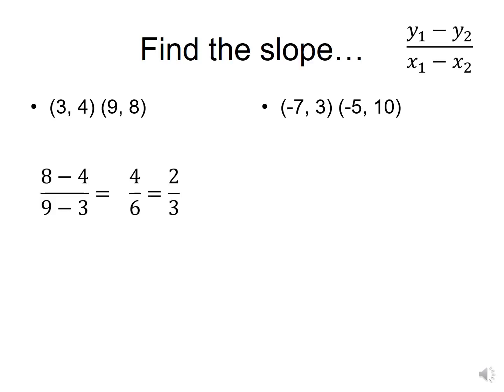Our second example. Sometimes you have negatives that appear in it, so we have to make sure we know what to do when we see negatives. Again, x1 is negative 7, y1 is 3, x2 is negative 5, y2 is 10. Plugging that in, I get 10 minus 3 over negative 5 minus a negative 7. Notice I put that negative 7 in parentheses. Because I got two negatives there, that makes a positive. So we want to make sure we're doing the correct subtraction or addition. 10 minus 3 is 7. Negative 5 plus 7 is 2. That gives me my fraction of slope of 7 over 2.